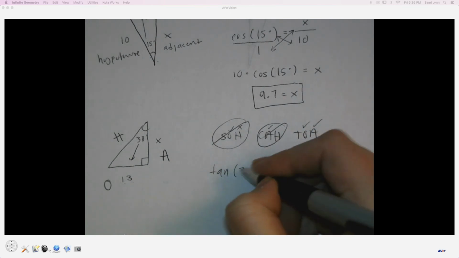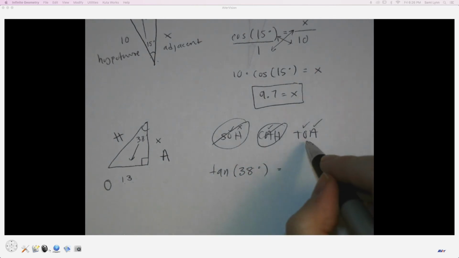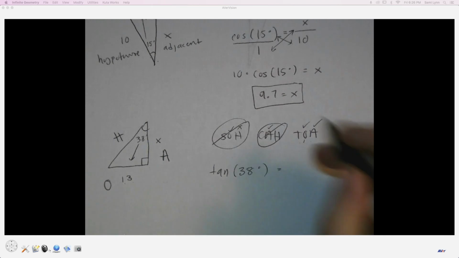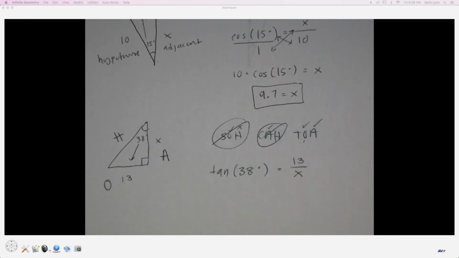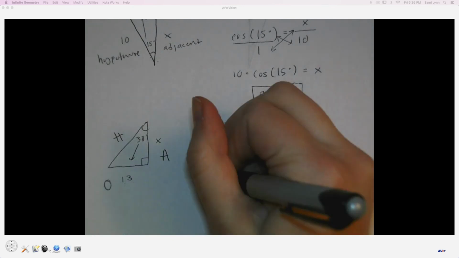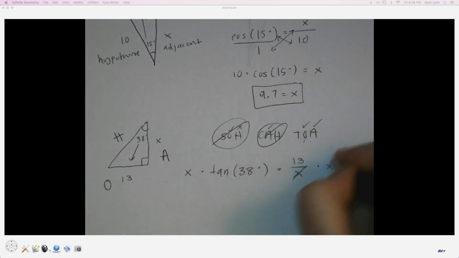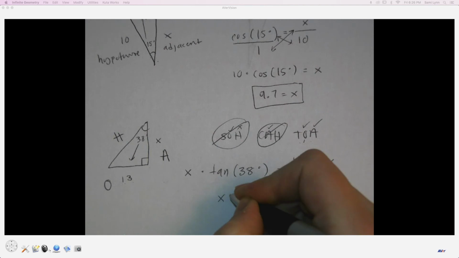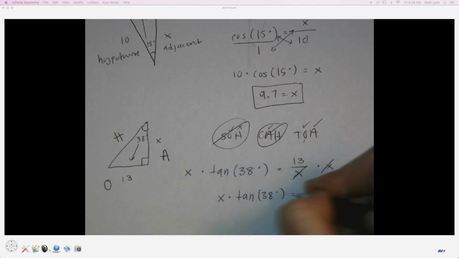So let's put it together. So I have tangent of 38 degrees, and I'm setting that equal to what? Well, TOA, opposite over adjacent. So I'm going to have 13 over x. And would you look at that, we have an x in the denominator. Well, it's the same process as we were doing earlier. We're just working with a variable instead of a number this time. So I'm going to multiply both sides by x. These are going to cancel out, and then I'm left with x times tangent of 38 equals 13.